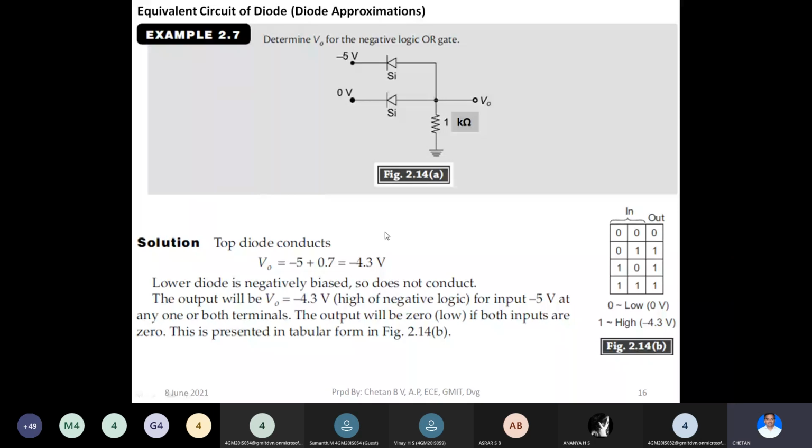I hope this circuit is clear to all of you. It is a very important circuit. It is realizing a negative logic OR gate. Negative logic means logic 1 is represented by minus 5 volt and logic 0 is represented by 0 volt.